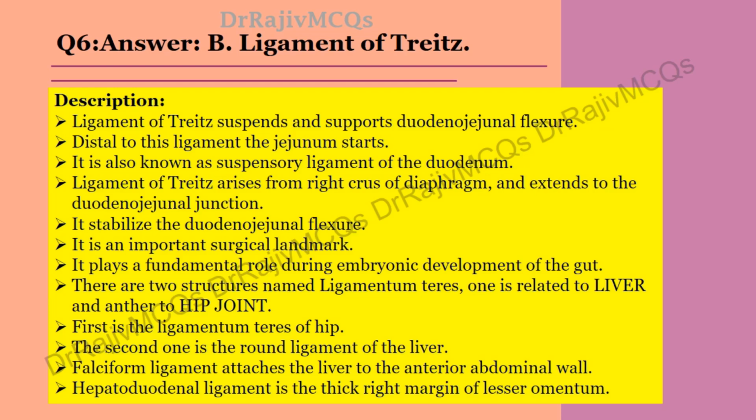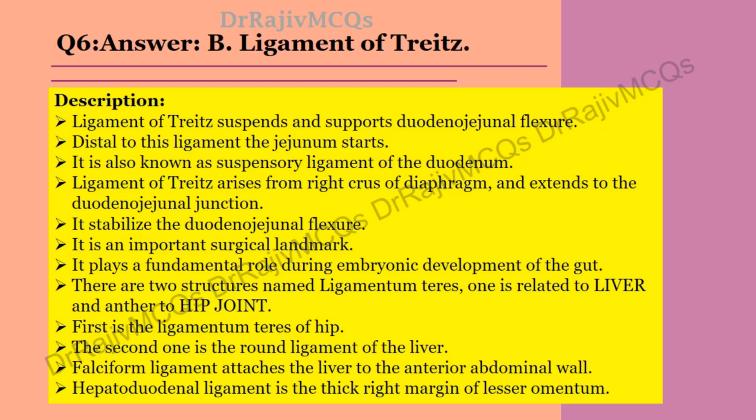Now we come to option A, that is the ligamentum teres. There are two ligaments with this name. One is related to liver and another to hip joint. First is the ligamentum teres of hip. It is also known as the ligamentum femoris capitis. It is an intra-articular, extrasynovial ligament of the hip.